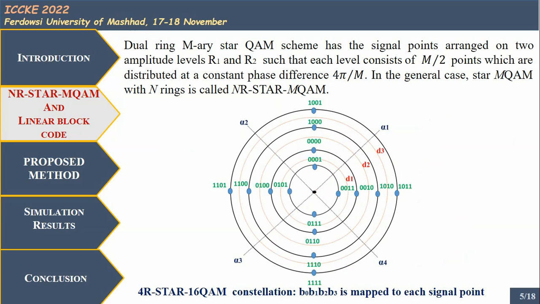MRE QAM is a spectrally efficient modulation scheme which eliminates the need for extra bandwidth expansion to achieve higher data rates. The dual ring MRE star QAM scheme has signal points arranged on two amplitude levels R1 and R2, such that each level consists of half of the M points, which are distributed at a constant phase difference. In the general case, star MQAM with N rings is called NR star MQAM.